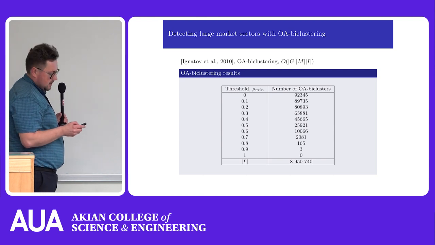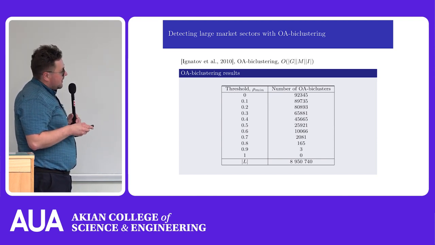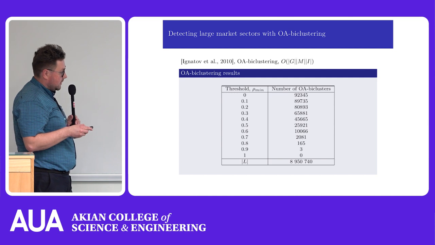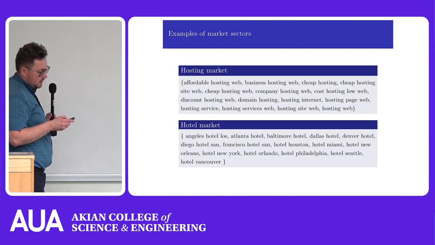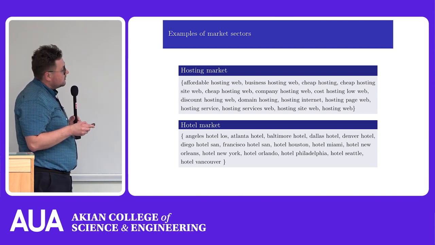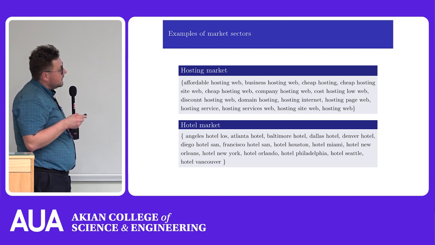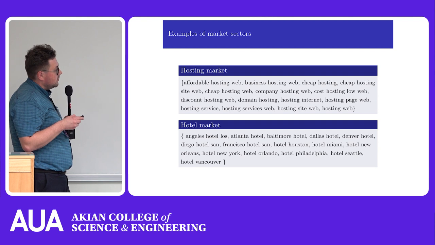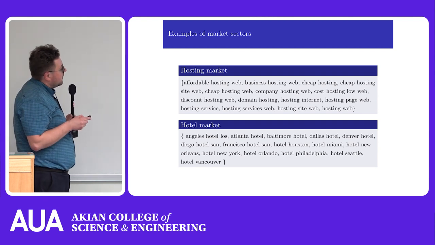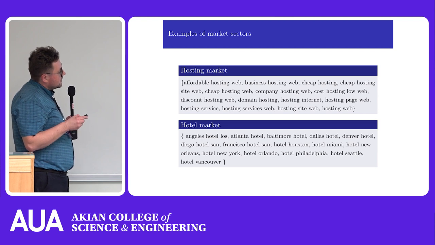And when we vary the minimal density threshold, we can obtain the number of patterns which are suitable for manual analysis, and we can interpret the found biclusters as markets. We do not show the first component of the bicluster. They are just firm IDs, which we do not have from Yahoo, but we have the real keywords, affordable hosting web, and so on. This is about hosting market. Something about hotel market. The pattern here is very simple. The name of the city and the word hotel.